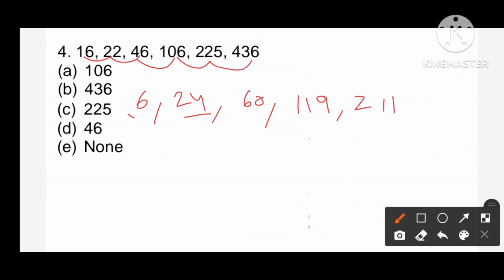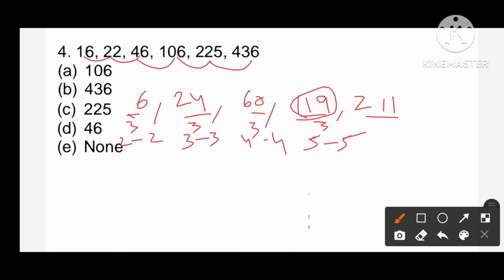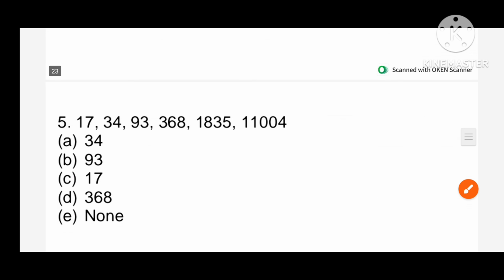These numbers are familiar to me as cube values minus something. This is 2 cube minus 2, 3 cube minus 3, 4 cube minus 4. This must be 5 cube minus 5, which must be 120. So here we got a difference of 119. So this is our wrong number. So option C is the answer. Next question number 5.